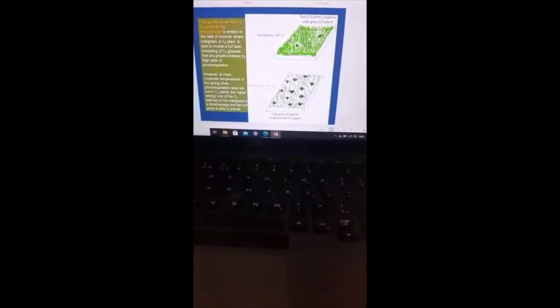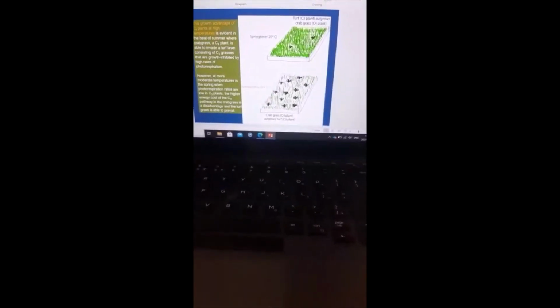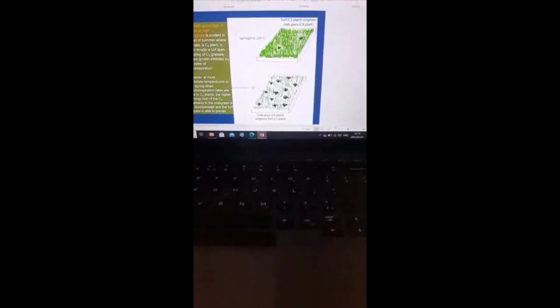You can see that during springtime, when the temperature is low, there is a lot of green there, and very few crabgrasses are growing. What is the reason for this? The reason is this one. When the temperature is low, under low temperature conditions, the process of photorespiration becomes very minimal, almost negligible, but it is still there, but it is very minimal.